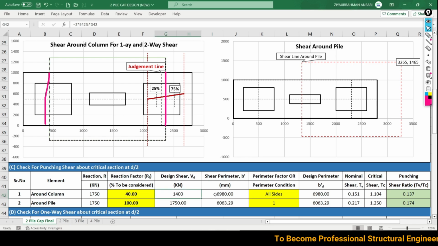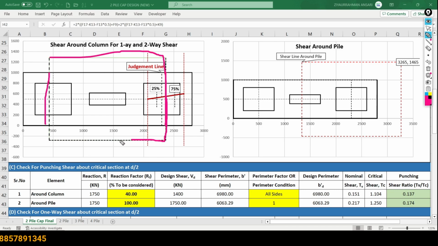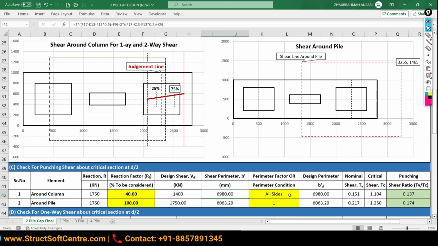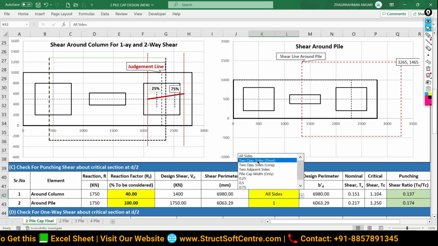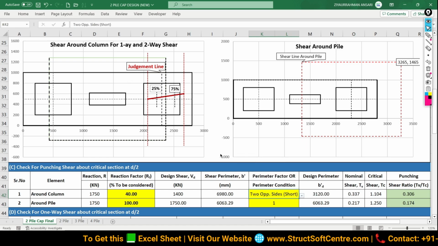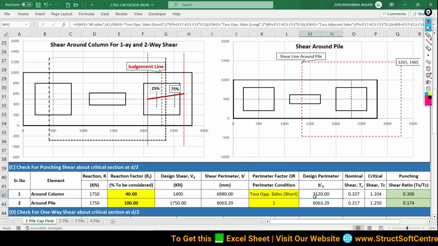Okay, so for that it is actually the total perimeter. If you calculate this span, it comes out to the total perimeter, but we are not going to follow the total perimeter. We have to reduce it. So how can you reduce? Two opposite sides, the short sides, I am going to choose that. So two opposite short sides, it is going to become 3120. These two opposite short sides.